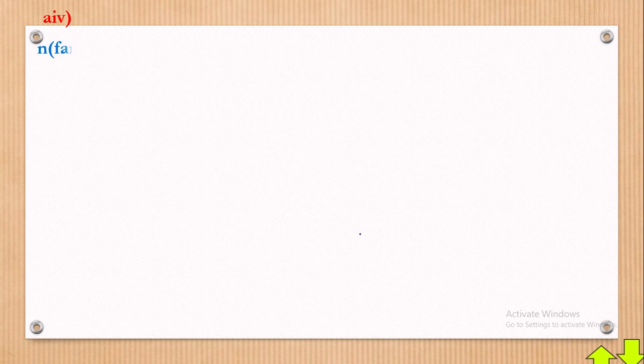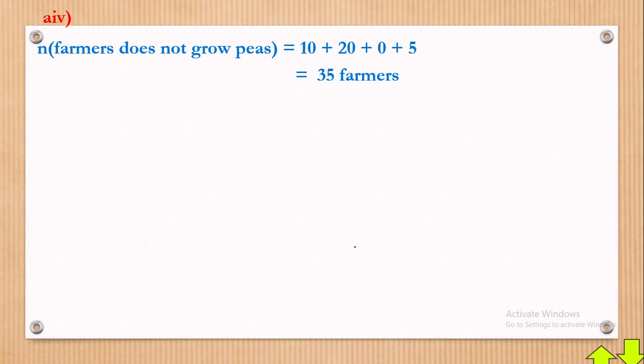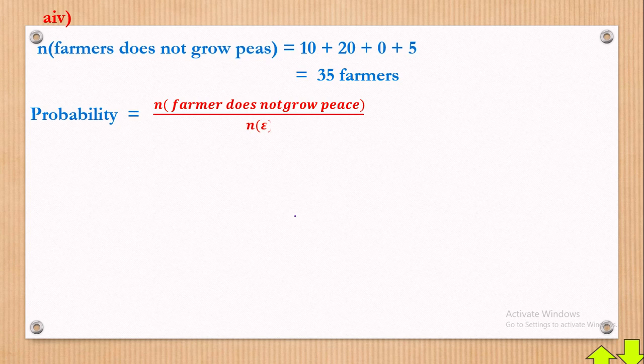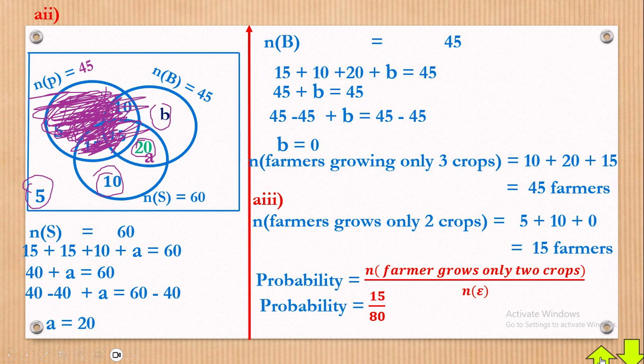Part A, number 4. So that will be 10 plus 20 plus 0 plus 5. That will give us 35 farmers in simple terms. Therefore, we shall say probability is equal to the number of farmers who don't grow peas over the number in the universal, and that will give us 35 over the universal, which was 80, and we have that completed. Now finally, let's wind up with this question. That was part A, rather, part B in simple terms.